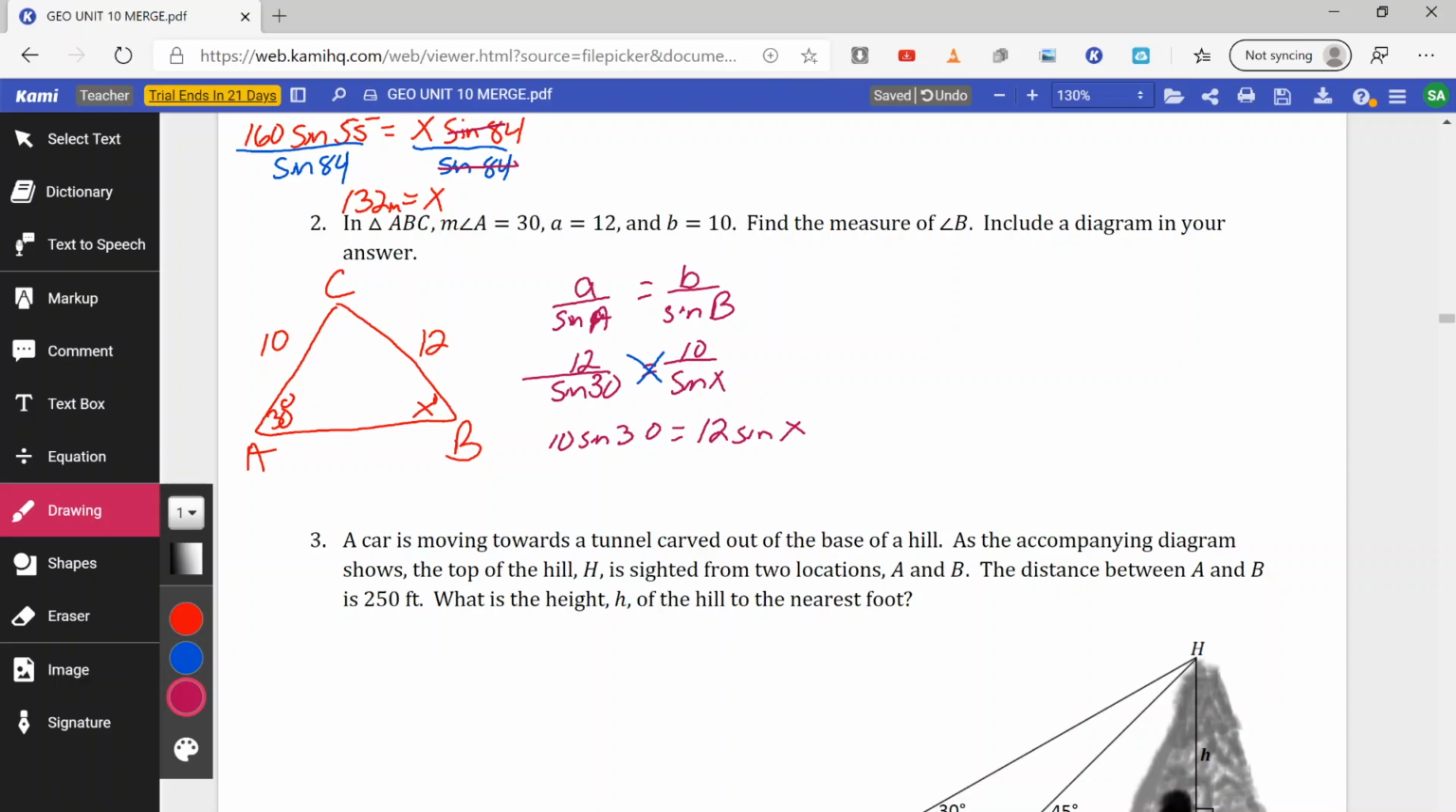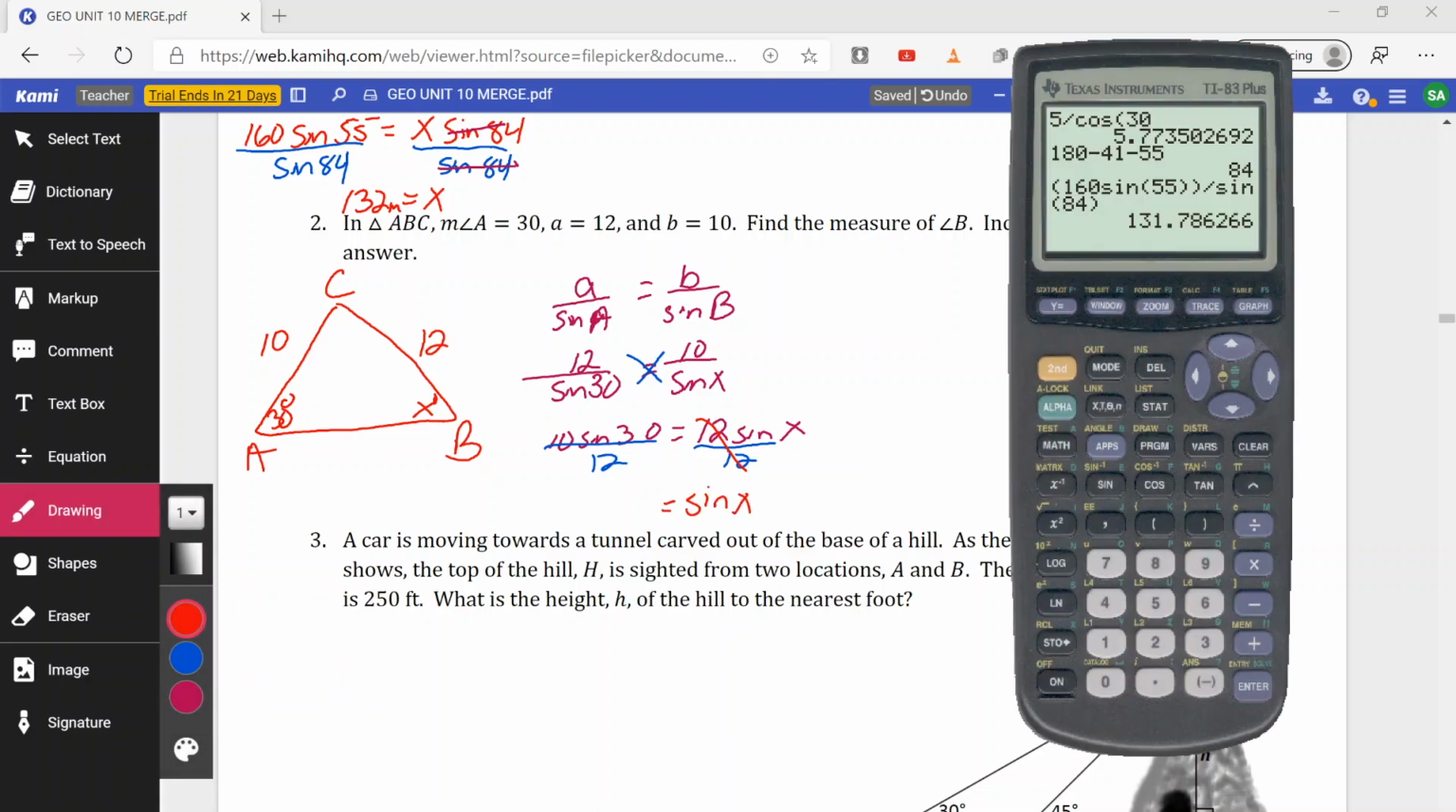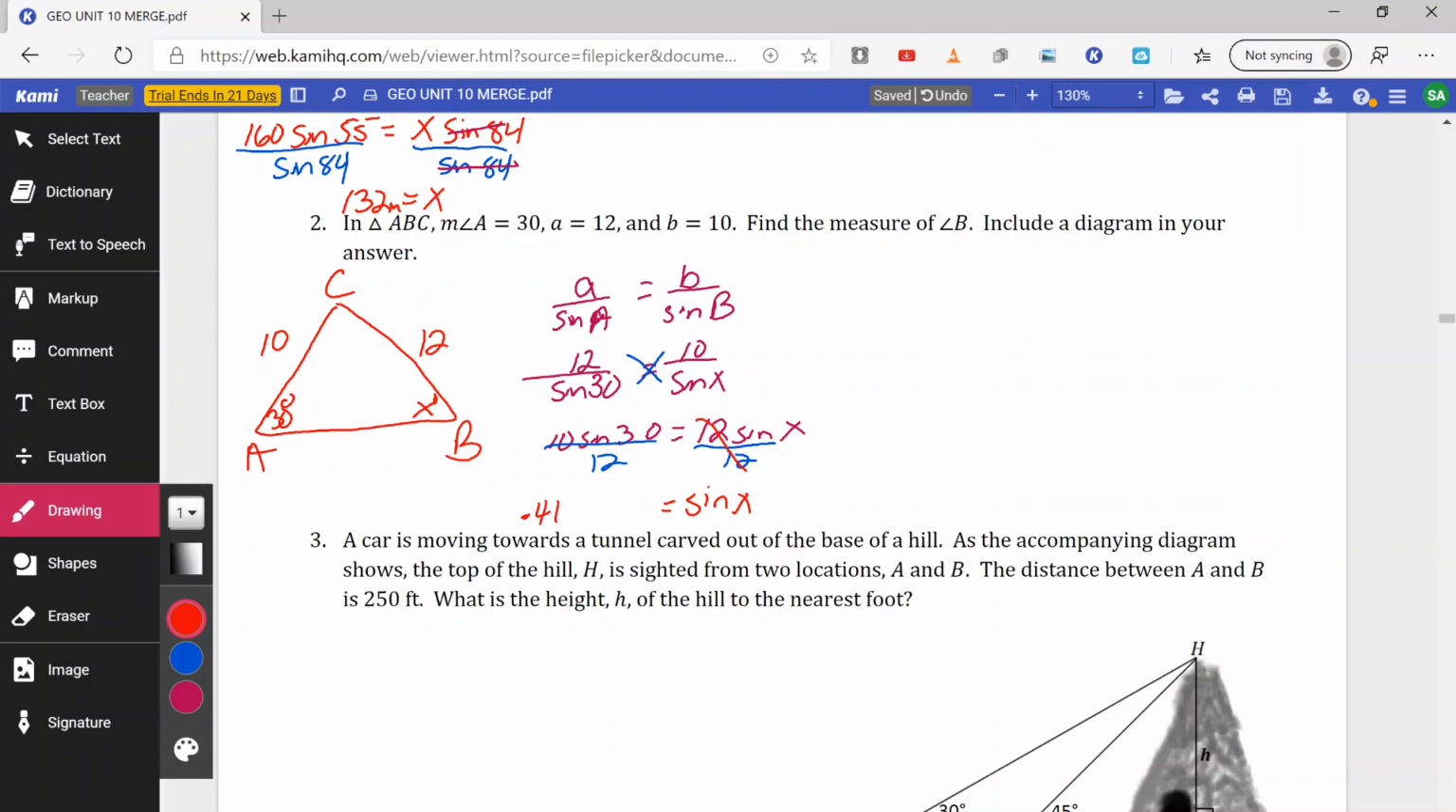Now because x is with the sine, we are actually going to divide by 12 here. So what happens is the 12s will cancel out, so we have the sine of x is equal to 10 times the sine of 30 divided by 12. So we get 0.416666667, 0.41666 repeating, on and on.